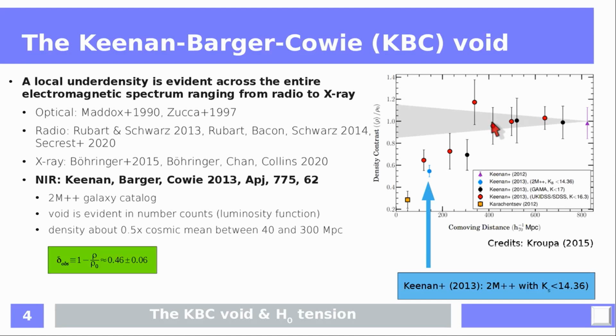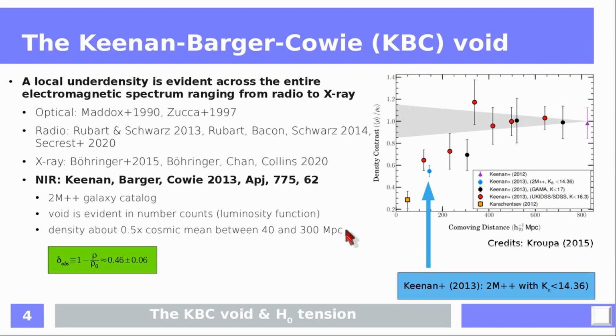So we assume that this is the cosmic mean density of matter. However, at smaller distances, the values all drop off very substantially, indicating we are in a large underdense region. This light blue point is one of the most important for us because it covers the distance range from 40 to 300 megaparsec, and it covers 90% of the sky.